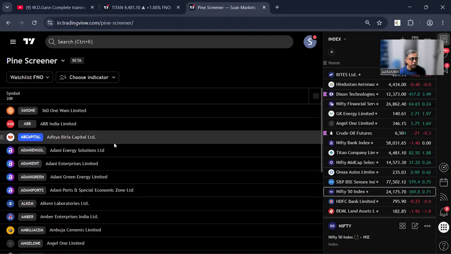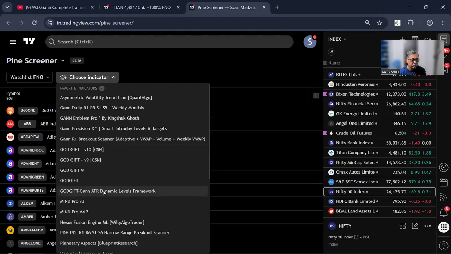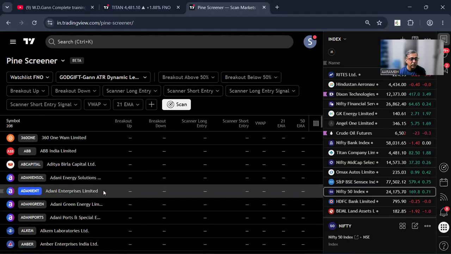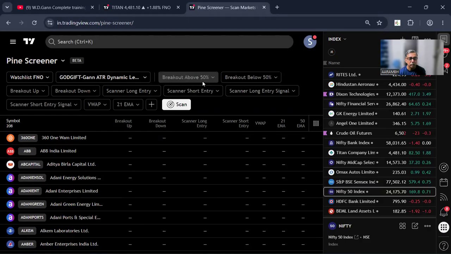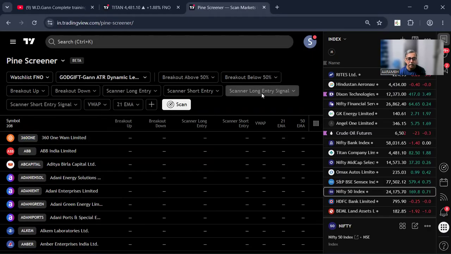If I want to do only FNO stocks, which scanner will I use? I have the God gift which I have given to you that you can use. Once you select this, breakout above 50%, breakout below 50%, all these things will come, so you can use that also. But simply, what I have done here is made a scanner long entry signal. If it is true, then click on scan.